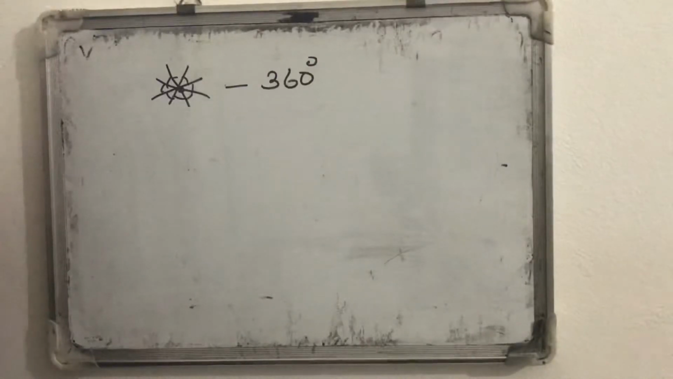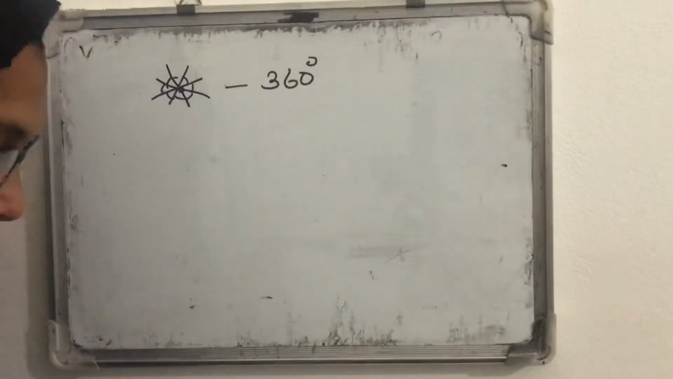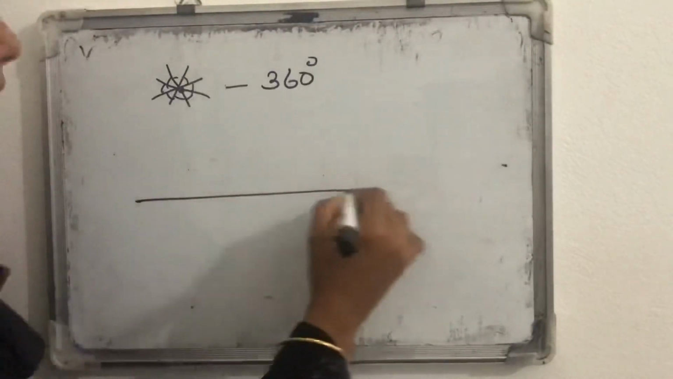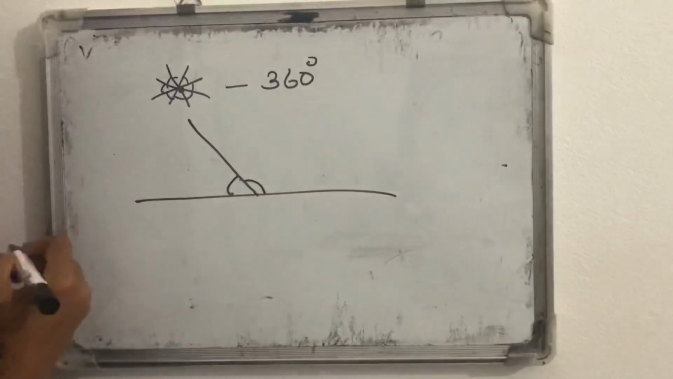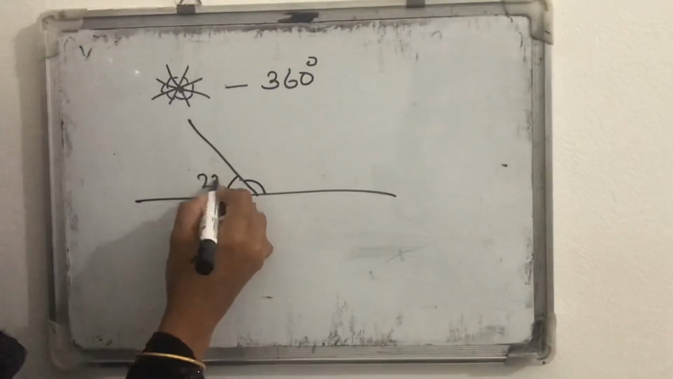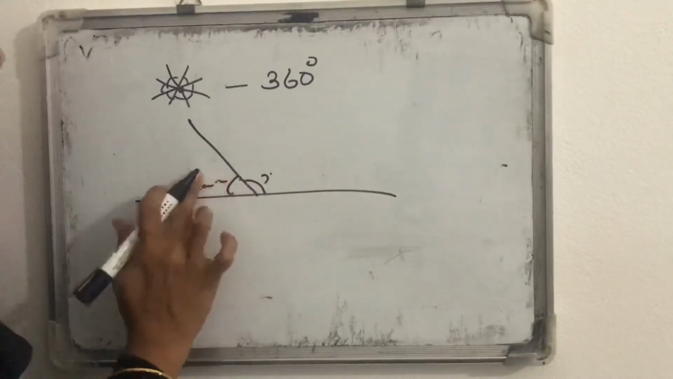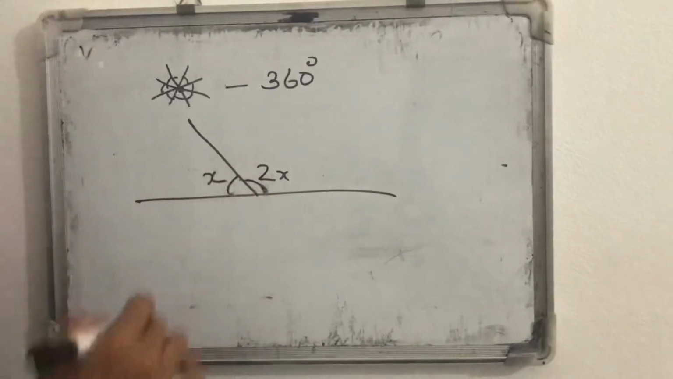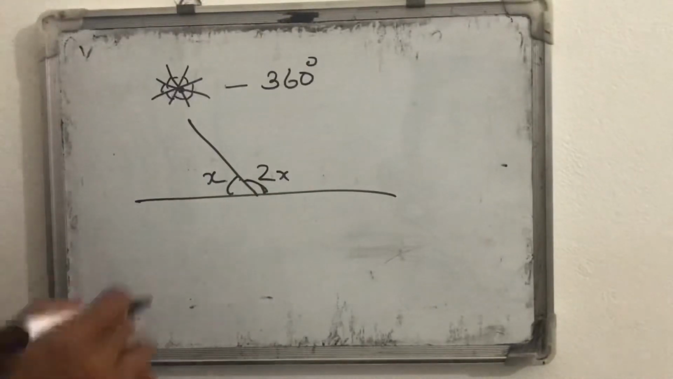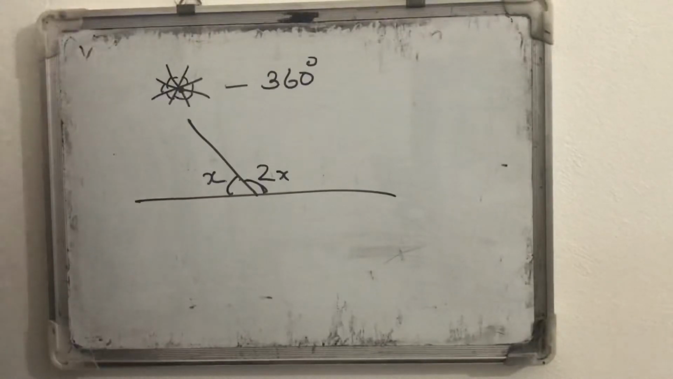Okay, there are some related problems we can solve. First one: find the value of x in the following. Here one question is given and two angles are marked. One angle is 2x, the greater angle, and this one we can mark x. So, find the value of x.